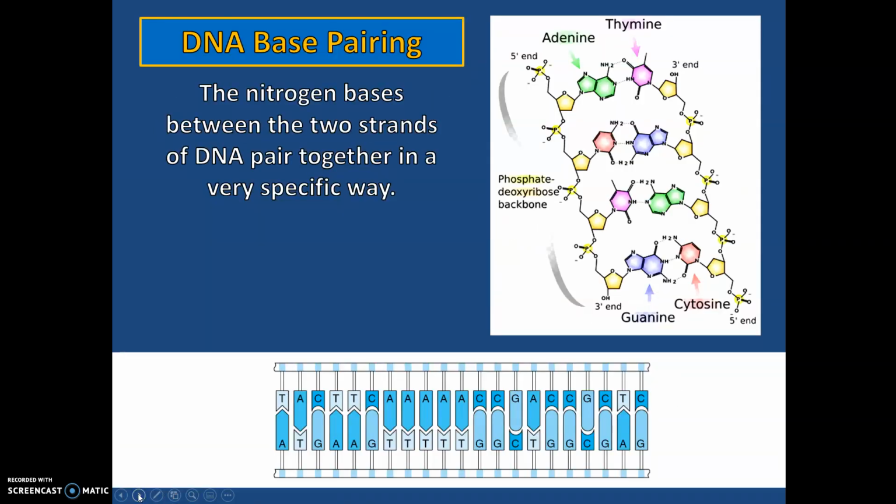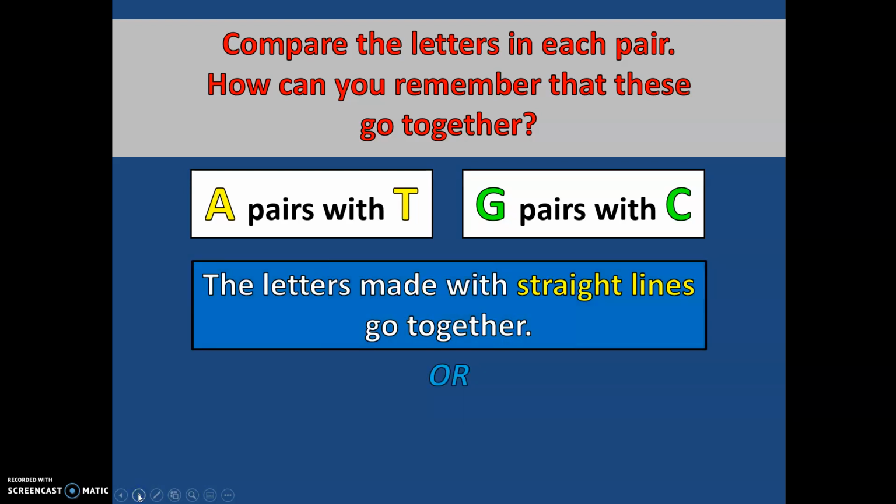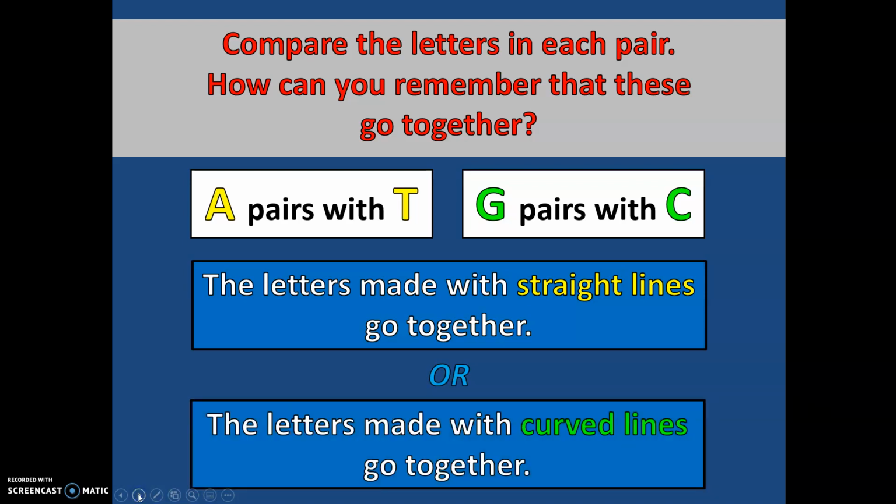So DNA base pairing: the nitrogen bases between the two strands of DNA pair together in a very, very specific way. So A pairs with T, adenine pairs with thymine, and G pairs with C, guanine pairs with cytosine. Again, here's one way to remember. So compare the letters in each pair, and how can you remember that these go together? A pairs with T and G pairs with C. So the letters made with straight lines go together, and the letters made with curved lines go together.